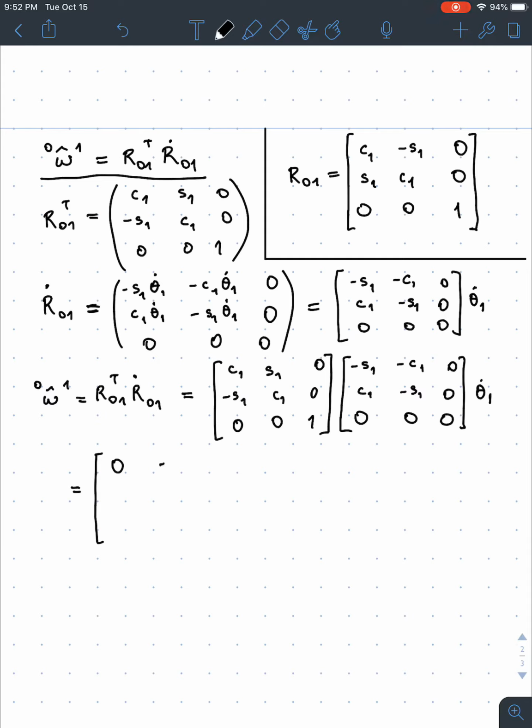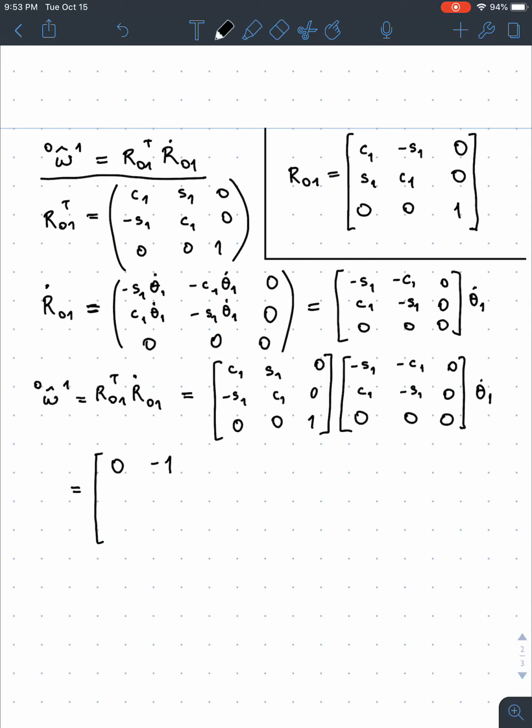Okay, so let's compute this 1 2 element. It's going to be this element here times that element there, plus that element times that element there, plus that element times that element right there. Yes? So if I do that, it's going to be cosine times minus cosine, which is minus cosine theta 1 squared, plus sine times minus sine, so minus sine theta 1 squared. So minus cosine theta 1 squared minus sine theta 1 squared is equal to minus 1.